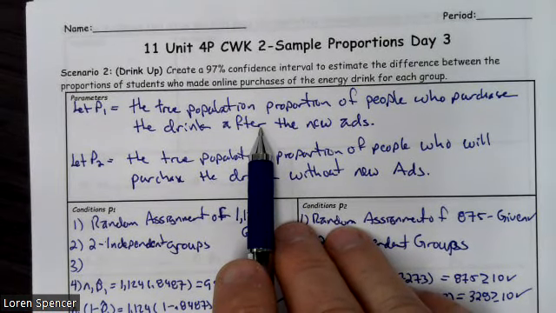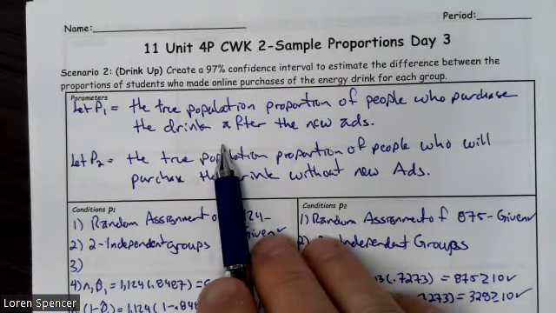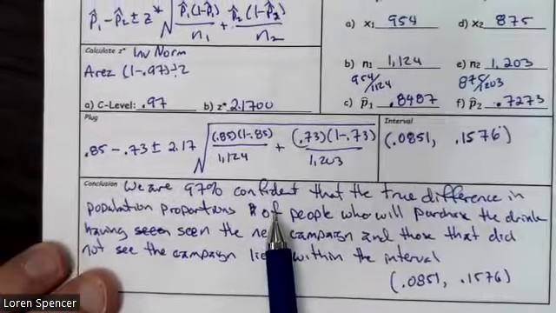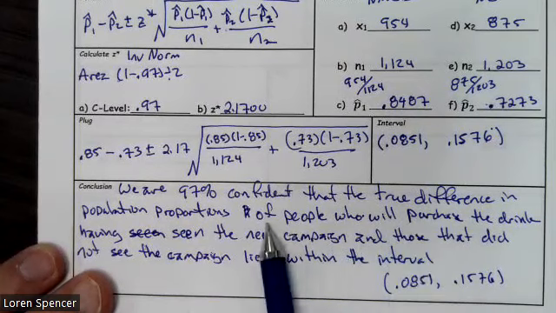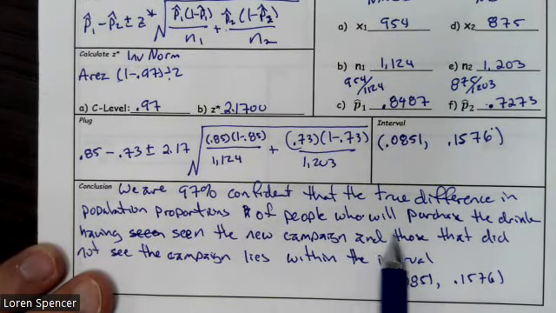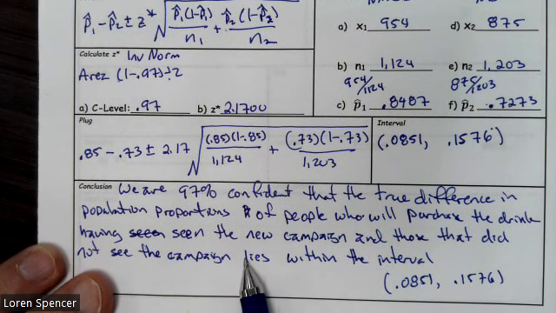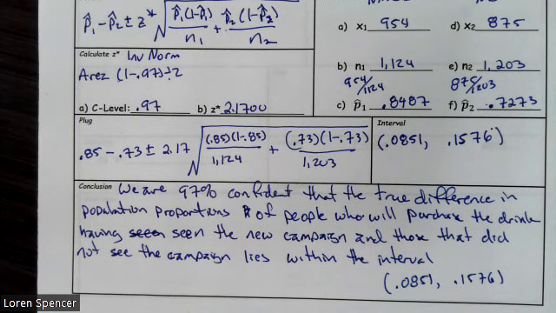All right, so what we're saying here is, well, first off, let's look back. The p1 is the true population proportion of people who will purchase a drink after seeing the new ads, or seeing the new campaign. Well, we are 97% confident that the true difference in population proportions of people who will purchase the drink having seen the new campaign versus those who did not see the campaign lies within this interval.